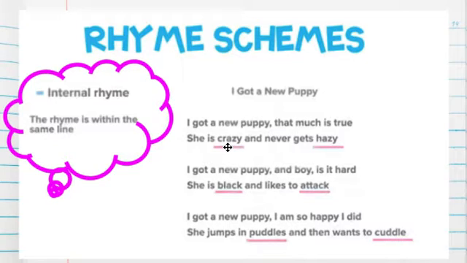An internal rhyme means that it happens within each line, or within the last line as you see here. So in the first stanza we have crazy and hazy. Then we have black and attack, and puddles and cuddle. You see how these words are rhyming with each other within each stanza? The poet decided to have the last line in each stanza use an internal rhyme, so a word in the middle of that line rhymes with the end. So that's another example of a rhyme scheme.